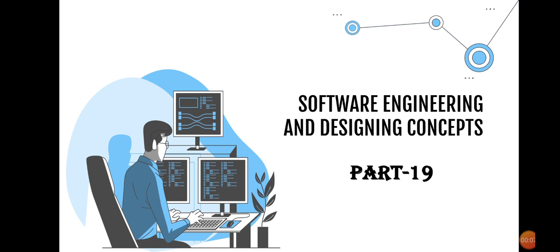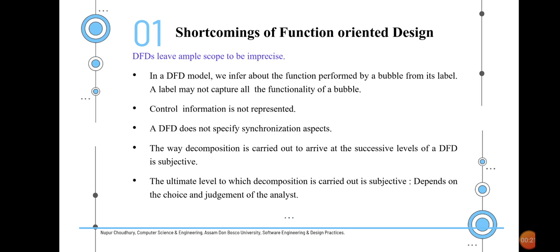So in today's session, we will be looking at a few drawbacks related to function-oriented design, and we will start off with various object-oriented concepts related to object-oriented design. So let us get started. So the basic shortcomings of function-oriented design, we are categorizing them into the drawbacks related to data flow diagrams and the drawbacks related to structure charts.